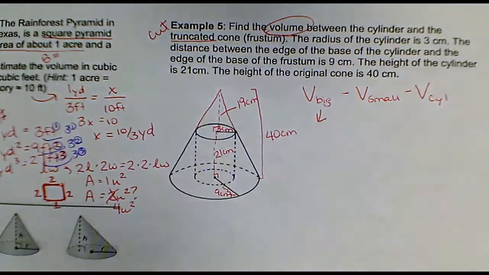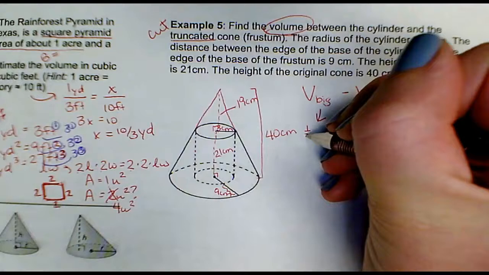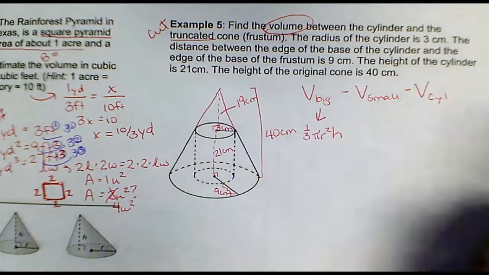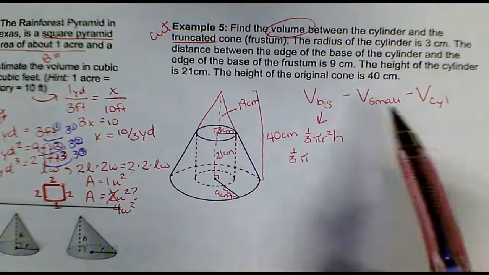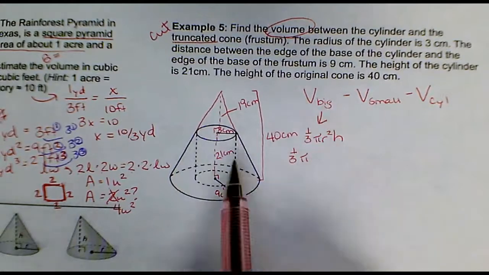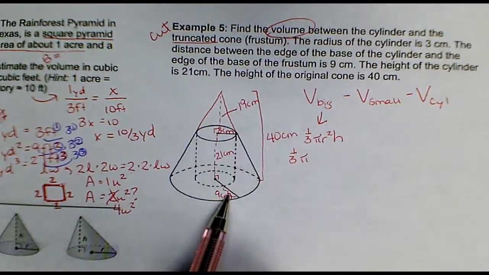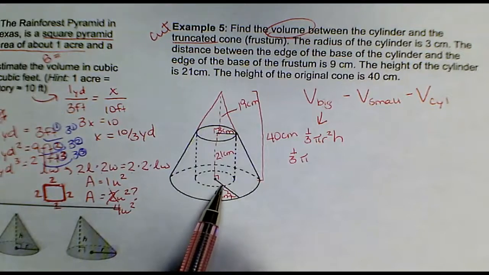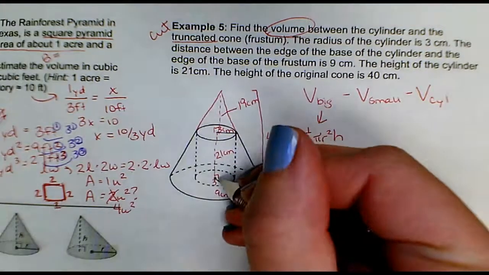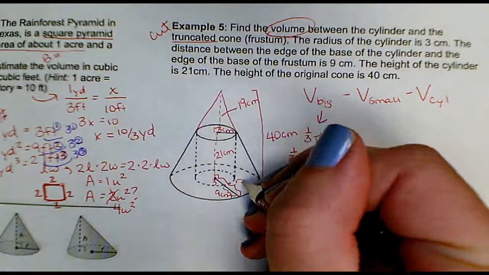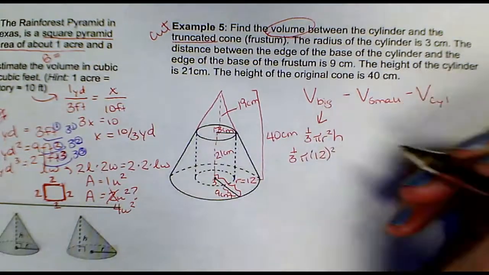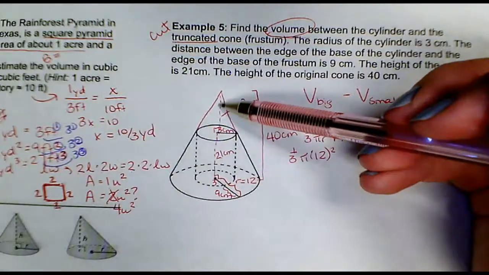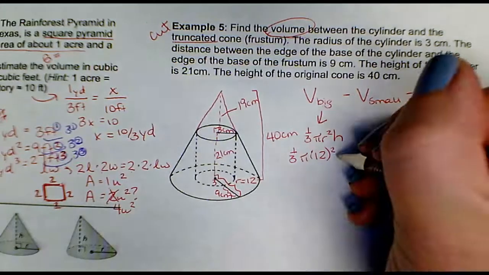So the volume of the big cone. Remember a cone's formula for volume is 1/3 pi r squared h. So we have 1/3 times pi times the radius of the big cone. Well, here's the big cone and the radius is here, and it's not 9. This part is 9. What is this part right here? That part is 3. So this whole radius is 9 plus 3, which is 12. So times 12 squared, and then times the big height. The big height was 40 centimeters.